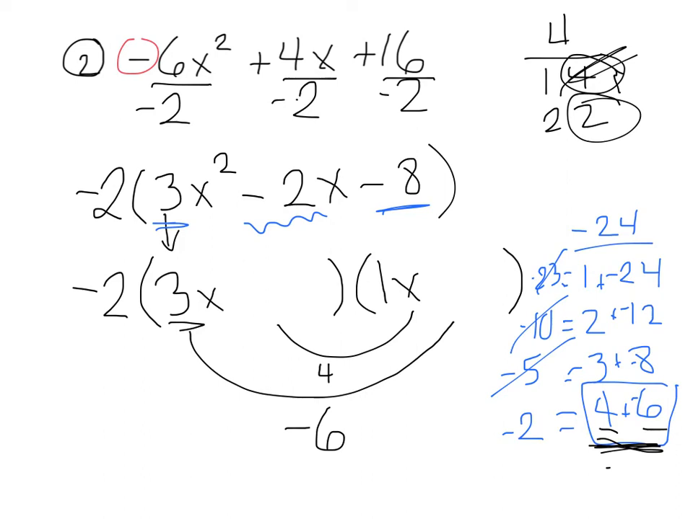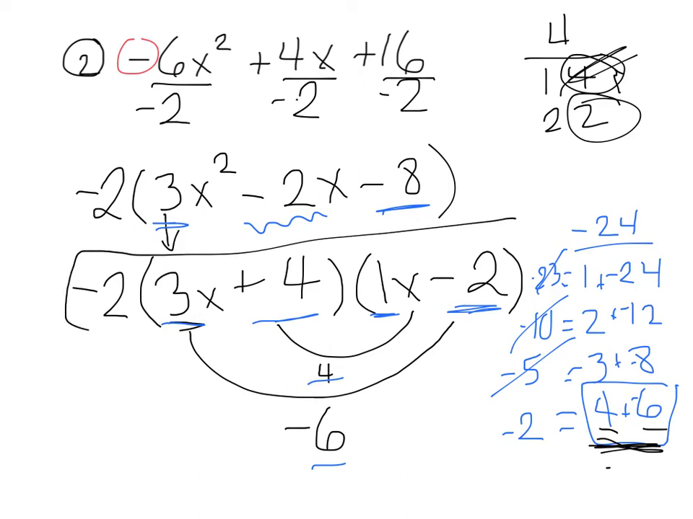So now I need to see what 1 times what number is going to give me 4. The only number that could be is 4. So I'm going to put plus 4 up there. And then I need 3 times some number over here to give me negative 6. So 3 times a negative 2 is going to give me negative 6. So this is how you factor this one.